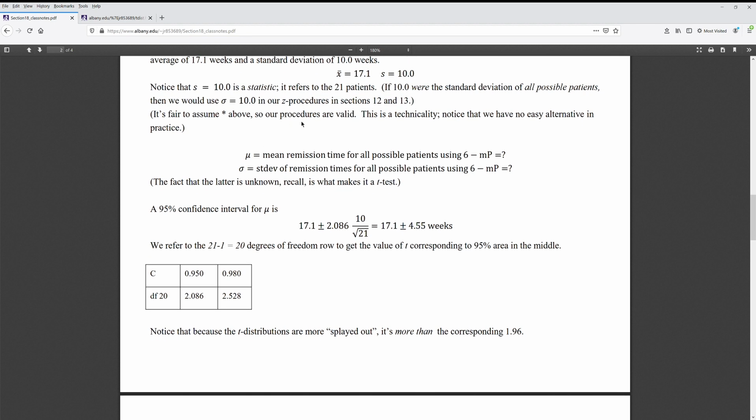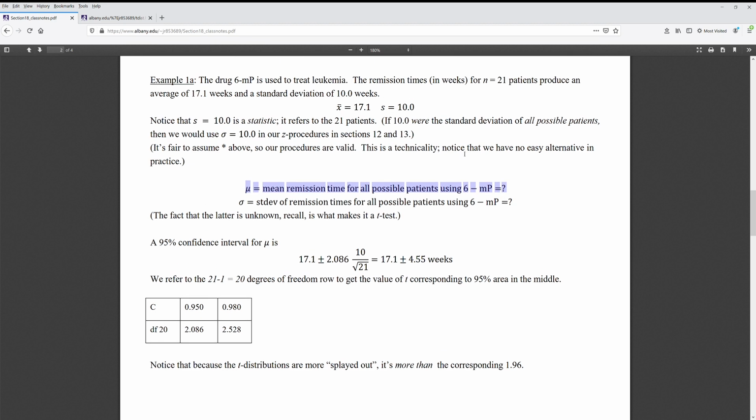So let's organize our facts. We know the mean of the patients we looked at. We know the standard deviation of the patients we looked at. We're interested, in one sense or another, in the mean remission time for all possible patients using this drug. You can think of it as 21 patients picked from the population of all possible patients. The mu, the mean remission time for all possible patients, the ideal remission time, if you like.